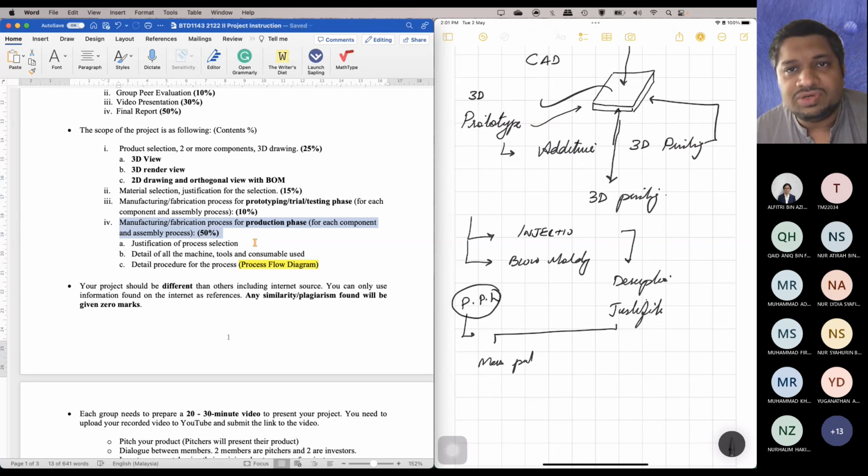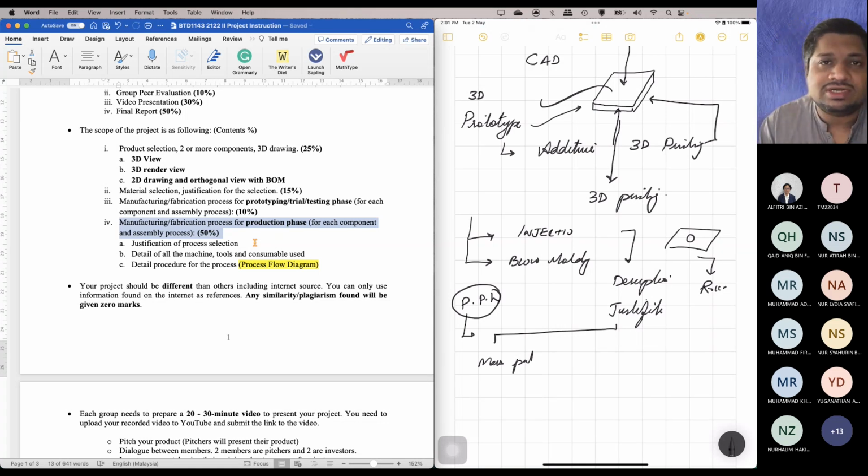Or if your product is unique, let's say sheet metal, then you will do the rolling process. So for the rolling process, you need a high strength process. So it will not be mass production, but it will be medium production. So that would be your justification because your product is large dimension. Large dimension requires careful processing of the rolling process, something like that. So you have to give justification of the process, details of the machine, tools, and consumables that will be used.